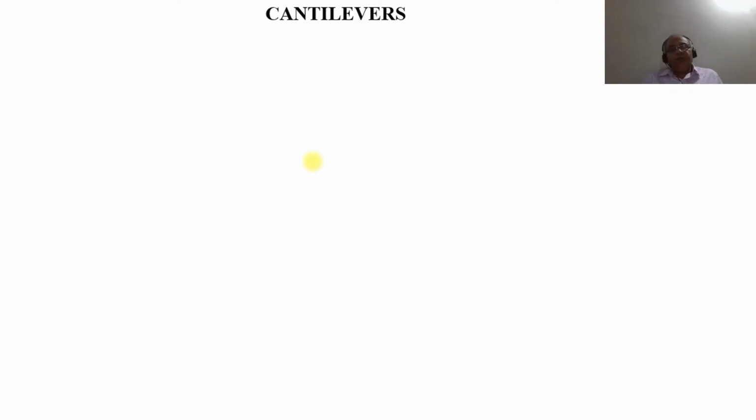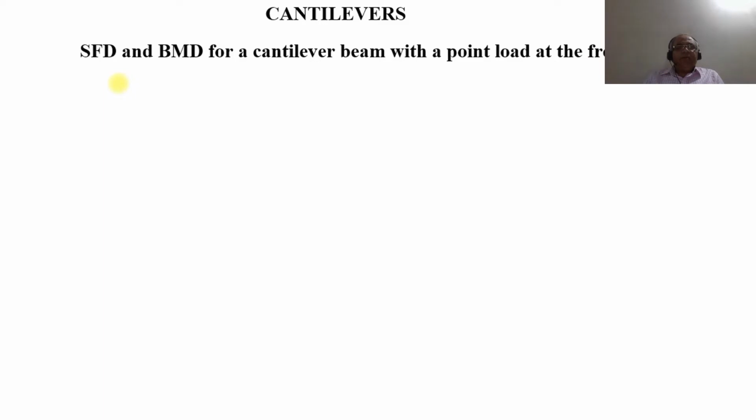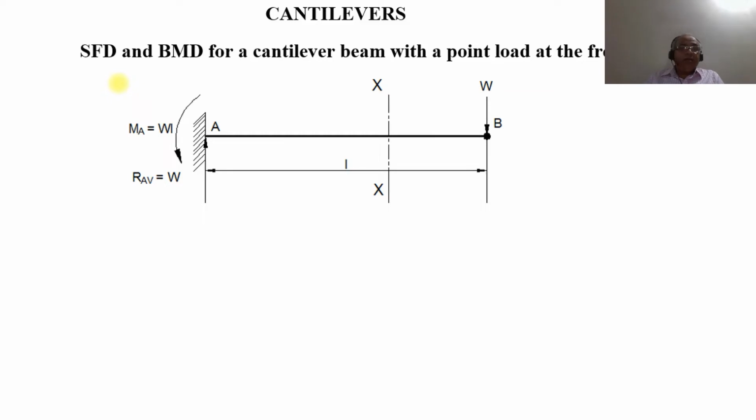Now, in this video, we are going to discuss the cantilever beam. First, draw the SFD and BMD for a cantilever beam with a point load at the free end. This is a cantilever beam wherein one end of the beam is fixed and the other end is free, where the point load W is acting from the top. Then we need to find the shear force and the bending moment on this particular cantilever beam.